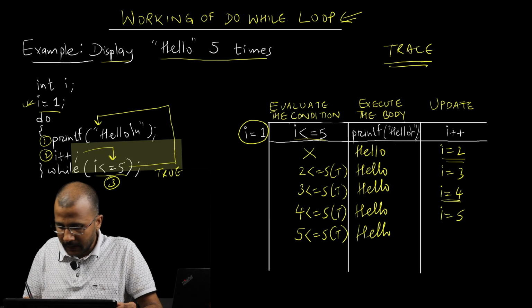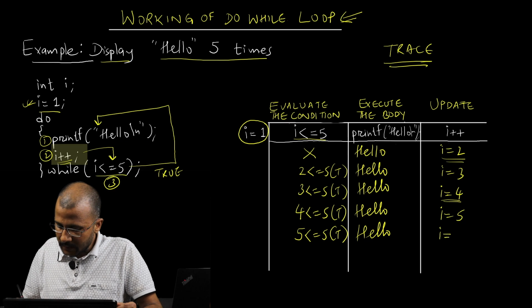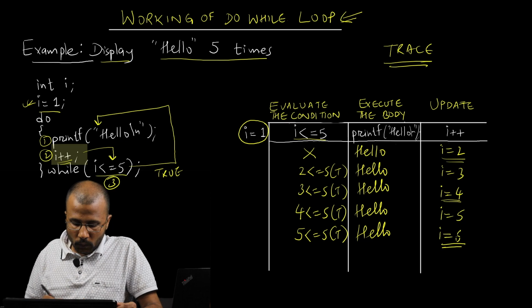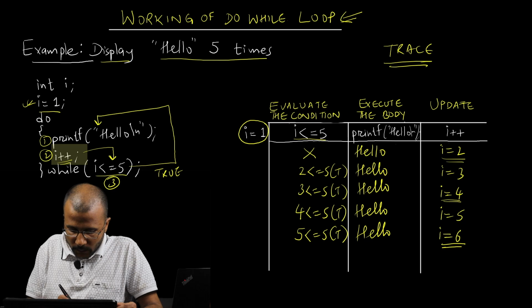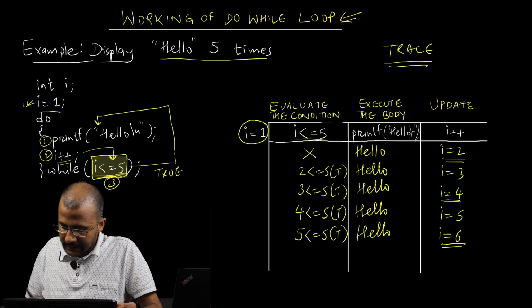So hello is displayed, and then you increment the value of I by 1. So now I becomes 6. Okay. Now whenever I becomes 6, then you again come and execute step number 3. You will execute this statement I less than equals to 5. I is 6. 6 less than equals to 5. Now this statement is false.